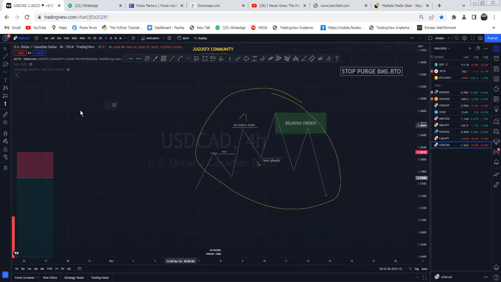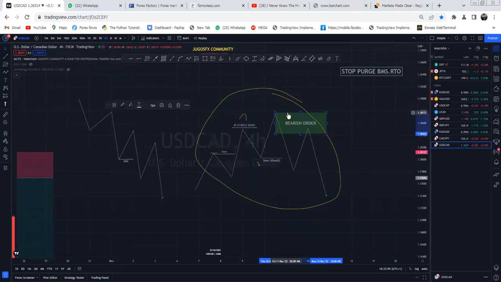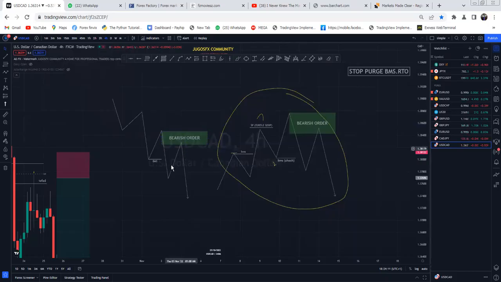You can still have a continuation pattern, where price will be going down, creating lower lows, lower highs, lower lows. It breaks market structure, then goes back up for an RTO. In this case, you don't have a stop purge. Price just does a decent BMS, and then it goes back up to the bearish order block. You don't have any stop purge at this level. So here is just BMS and RTO.